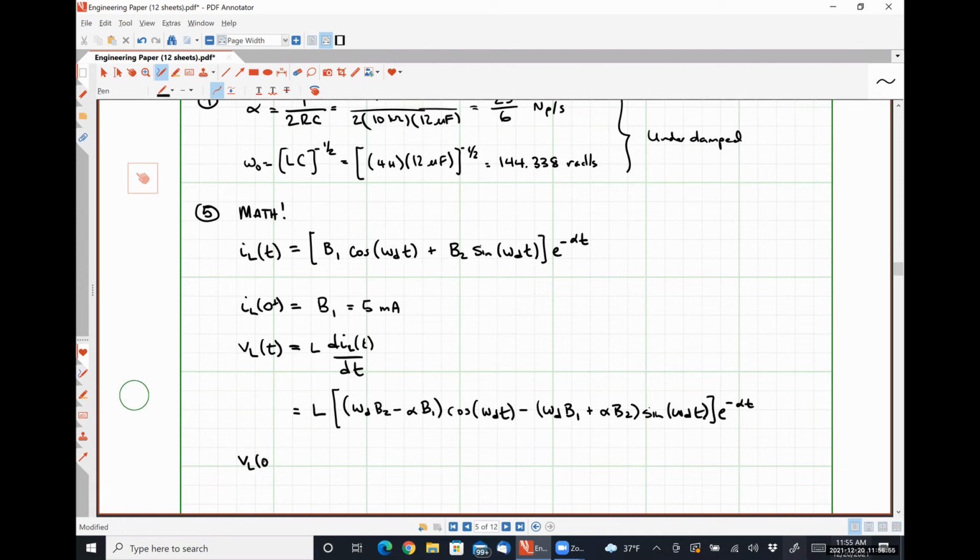So our inductor voltage at t is equal to 0 plus. What is this going to reduce to when we substitute t is equal to 0 in? So this part goes to 0. This part goes to 1. This part goes to 1. So V of L at 0 plus is just going to be L multiplied by this guy right here.